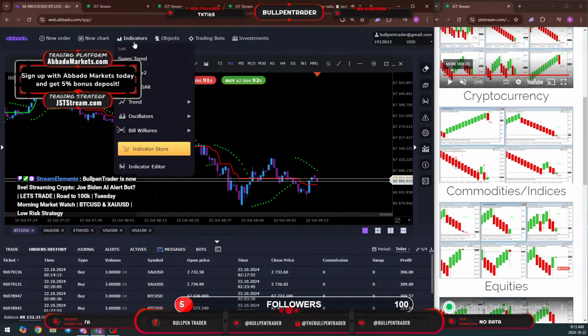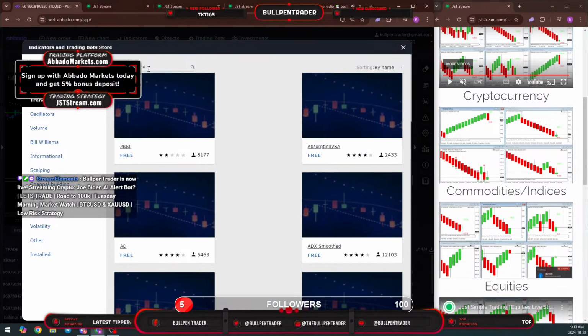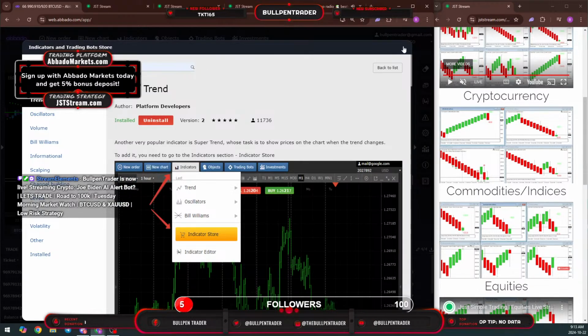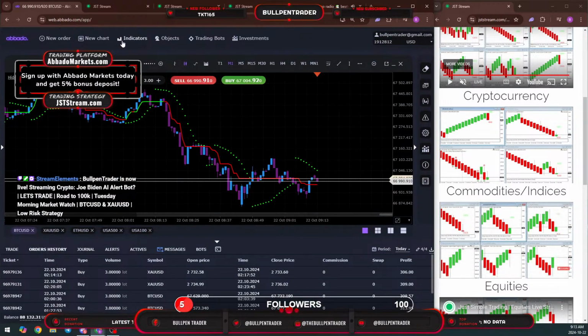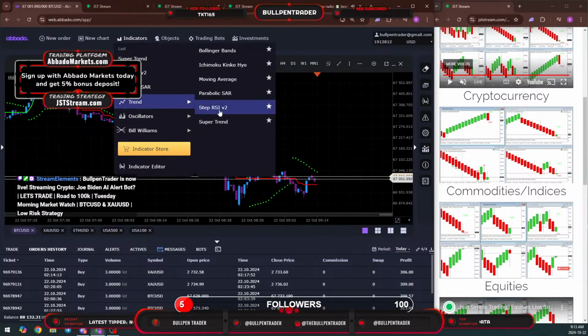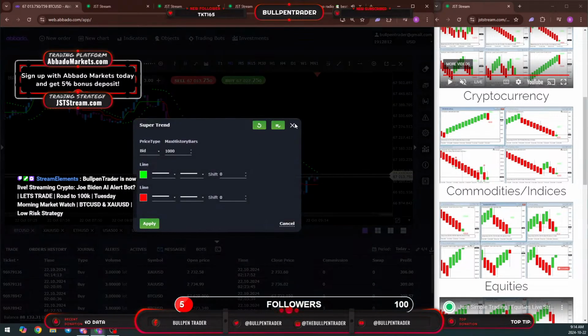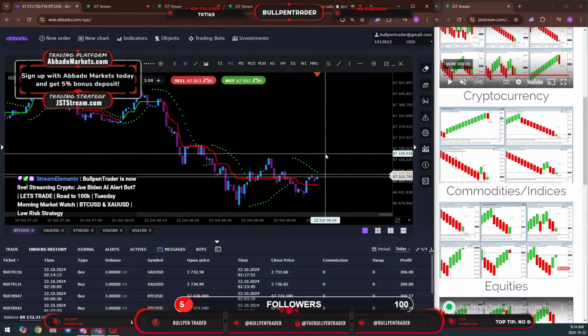All right. Now, how do I get the super trend indicator? I just go to the Abbado Markets indicator store, and I just search for super trend. It shows up right here. I click install, and it will show up right here in the trend section of my indicators tab. I click it and just apply, and now we've got it on our chart. All right.